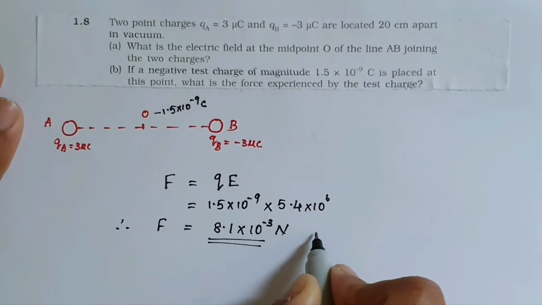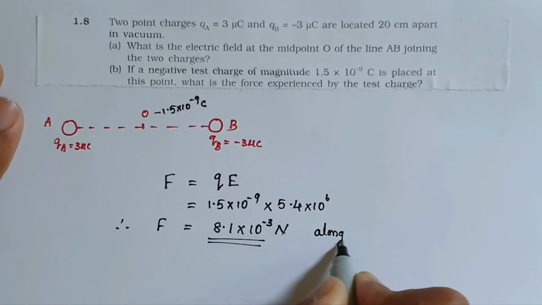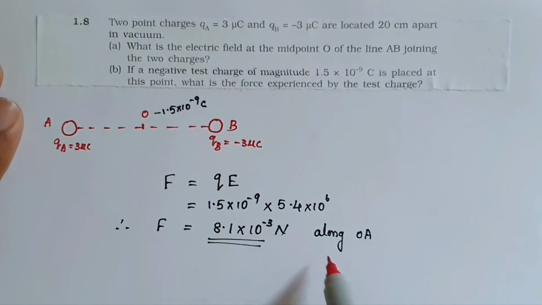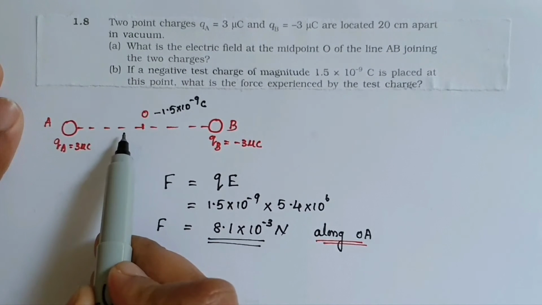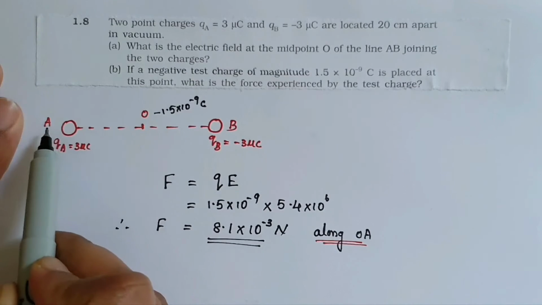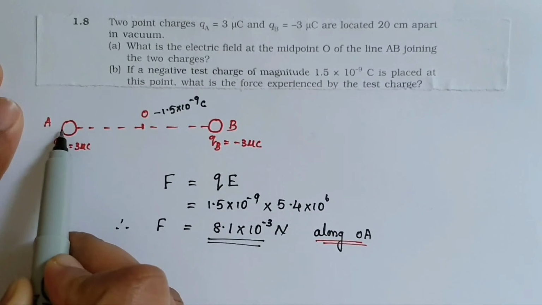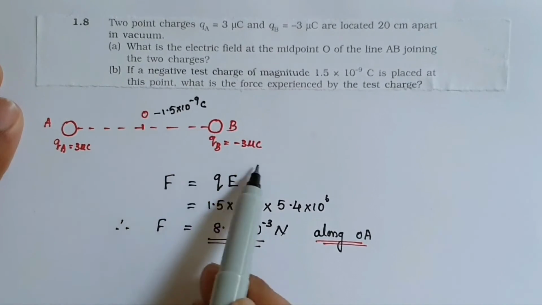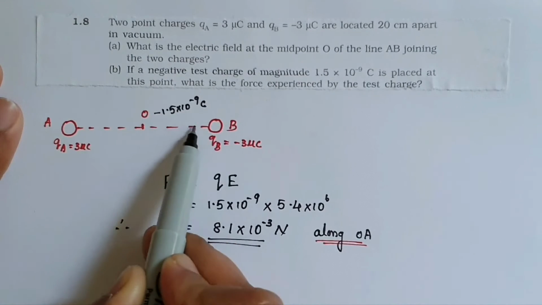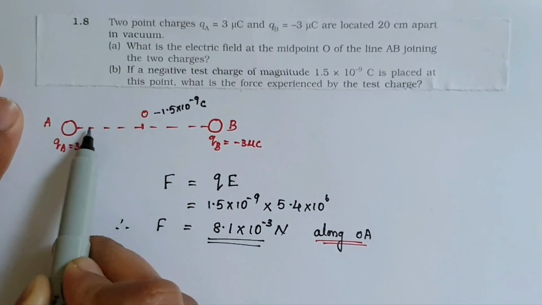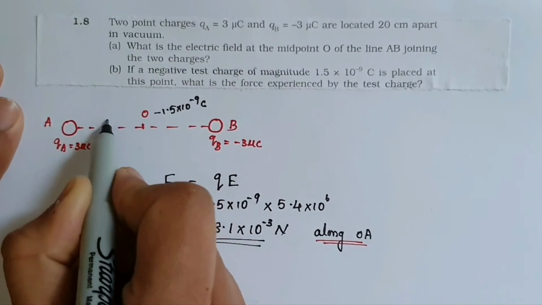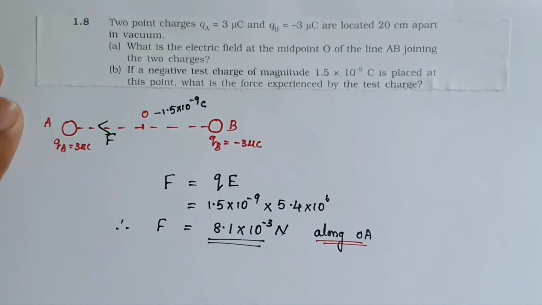And this force will act along OA, because this is a negative test charge. This is attracted by the positive charge QA at point A, and it is repelled by this negative charge QB at point B. So this will move towards this direction. So the force is experienced towards this direction. So this is F. So force is experienced along OA.